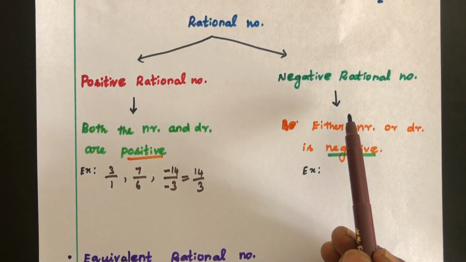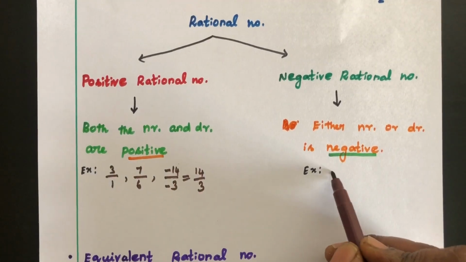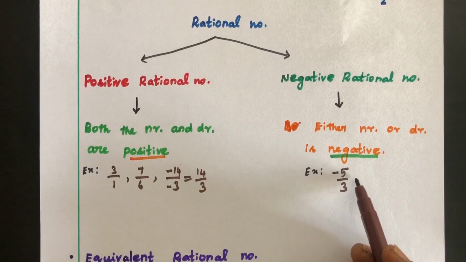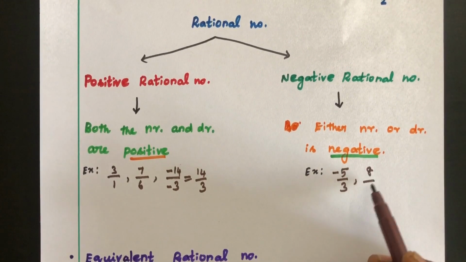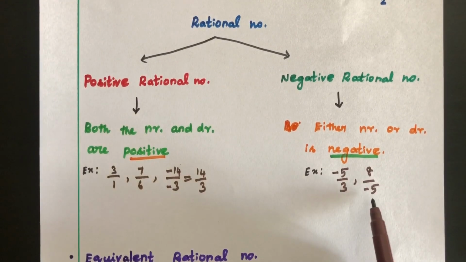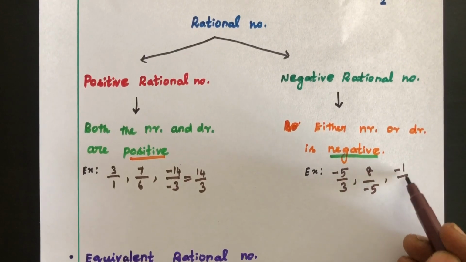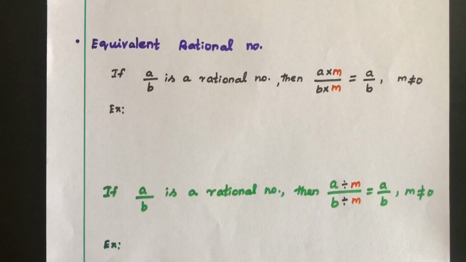Negative rational number: either the numerator or the denominator is negative. I'll give you an example: minus 5 by 3. In this, the numerator is negative. Similarly, 8 by minus 5. Here the denominator is negative. So it is a negative rational number. We can give enormous examples like this, minus 1 by 4, etc. Whatever, these are all negative rational numbers.